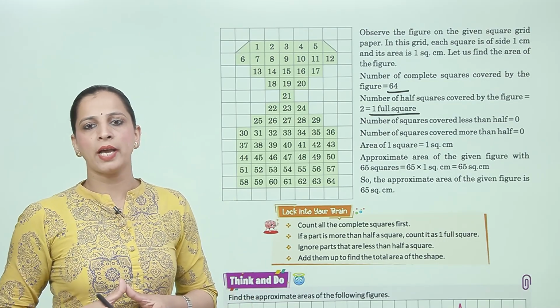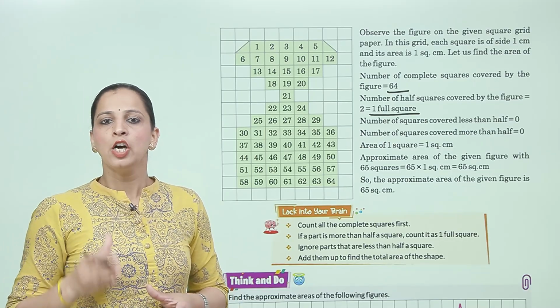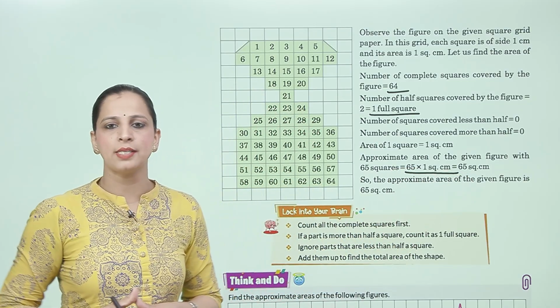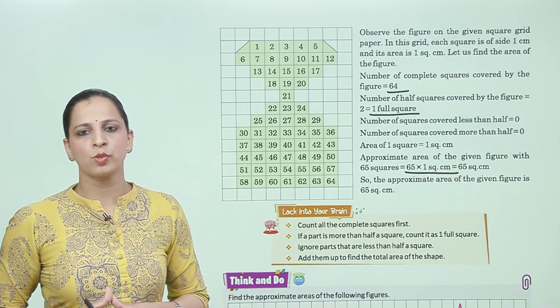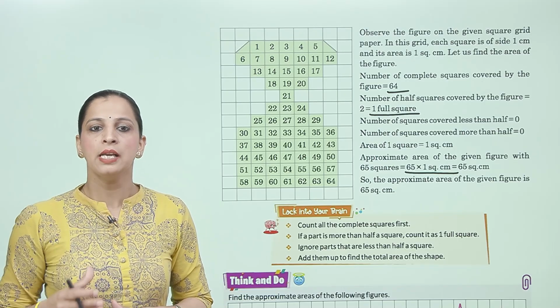Area of one square is 1 square centimeter. Approximate area of the given figure with 65 squares is 65 multiplied by 1 square centimeter, that is 65 square centimeter. So the approximate area of the given figure is 65 square centimeter.